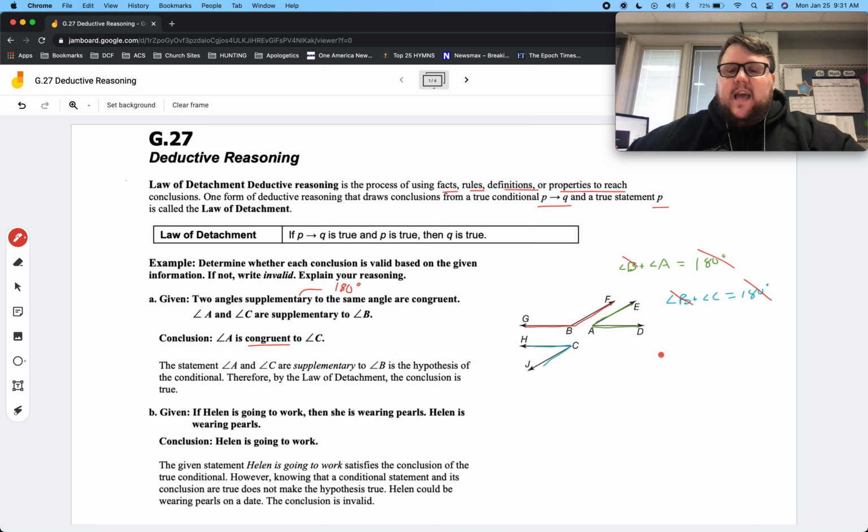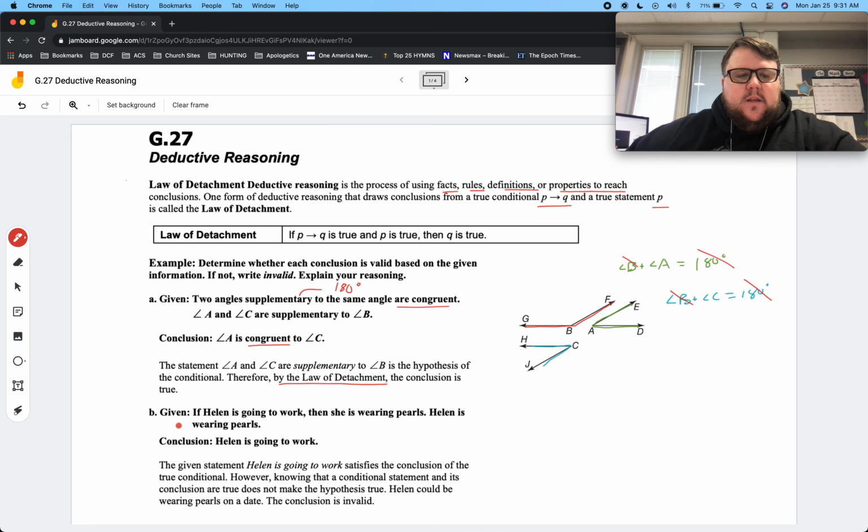So the statement that they gave here, two angles supplementary to the same angle are congruent, the conclusion, angle A is congruent to angle C, that's the statement. Angle A and angle C are supplementary to B, is the hypothesis of the conditional. Therefore, by the law of detachment, the conclusion is true. So all you're doing is trying to determine whether or not the conclusion that you're given is true based on the conditional P implies Q.